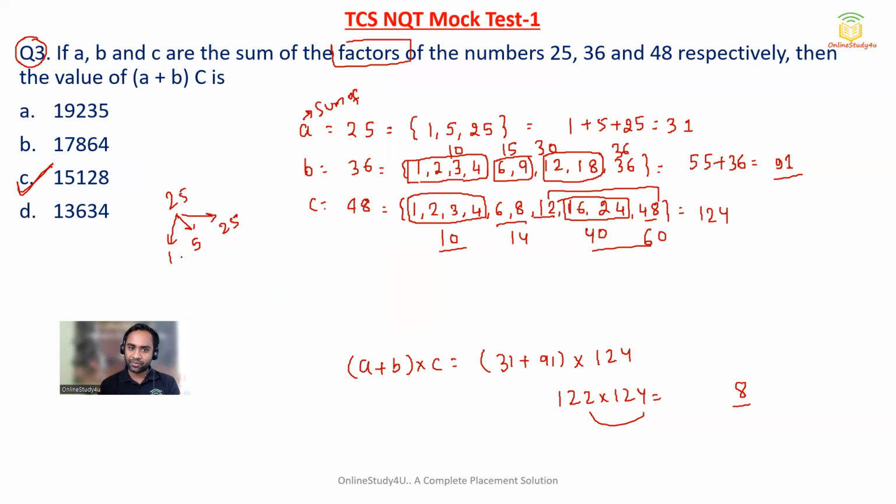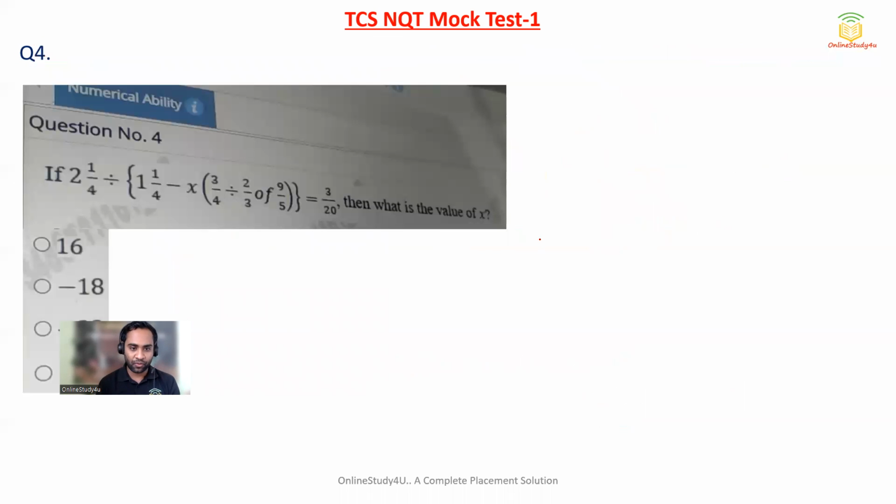Like this, first you find out the factor, and then you add it. So you will be getting A, you will be getting B, and you will be getting C. Unnecessary, do not use a calculator till it is required. Now, the next question.